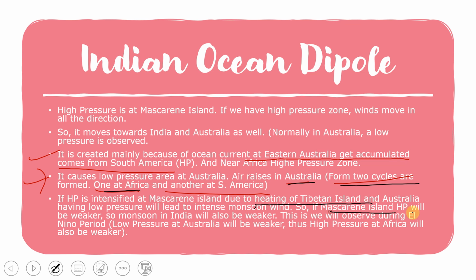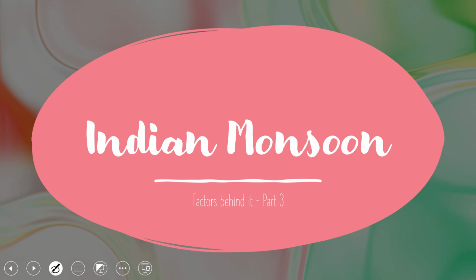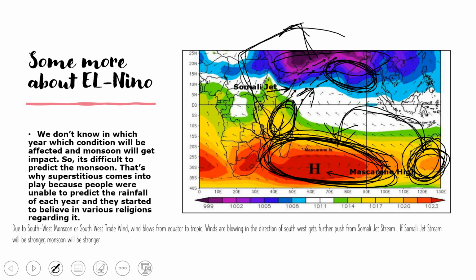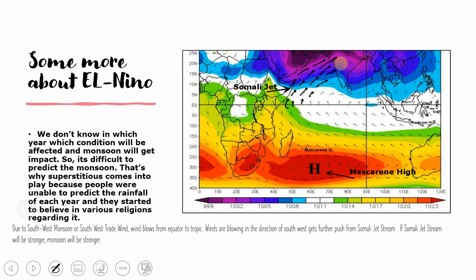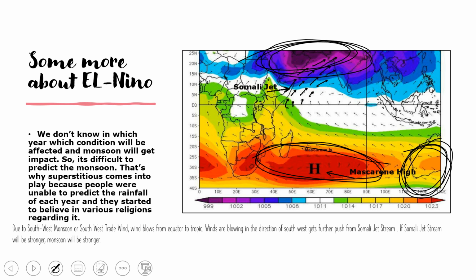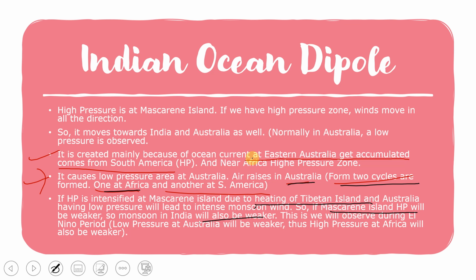So if the Mascarene Island high pressure is weaker, then the monsoon in India will also be weaker. Like if this low pressure is weak, if Australia does not have an intense low pressure, then the high pressure here will also be weaker. So ultimately the pressure gradient force is weak. Thus you will get a weaker monsoon. We will observe this during El Nino condition. I will explain it in the coming session. So low pressure at Australia will be weaker, thus high pressure at Africa will also be weaker.